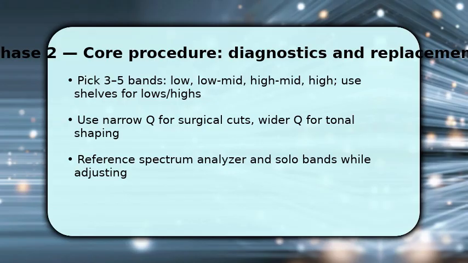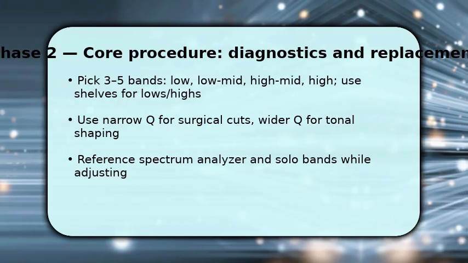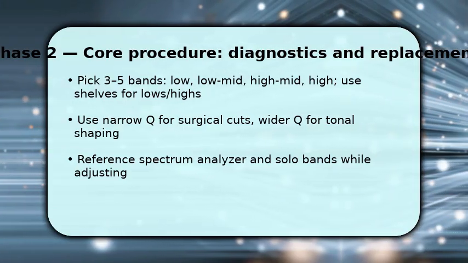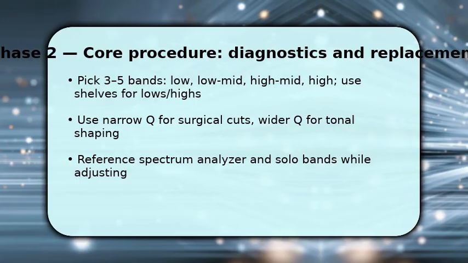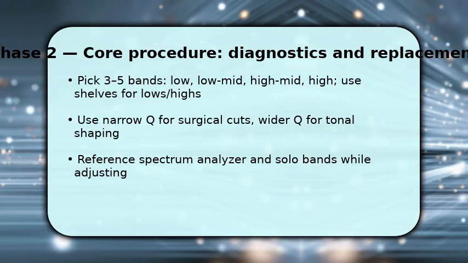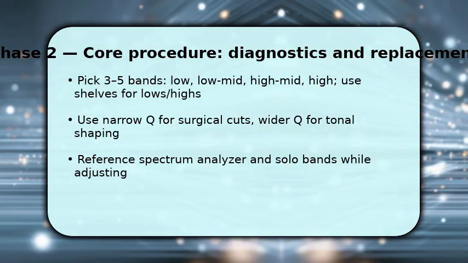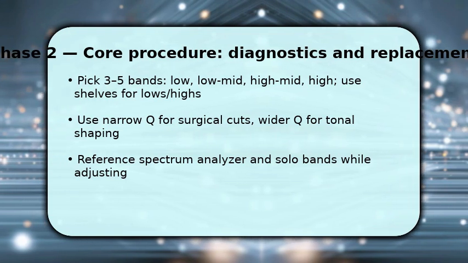When you need precision, make narrow cuts. When you want a smooth vibe, widen the Q. Once done, compare with and without the EQ, and use the built-in analyzer to confirm changes. This helps you see resonances you might miss by ear alone.